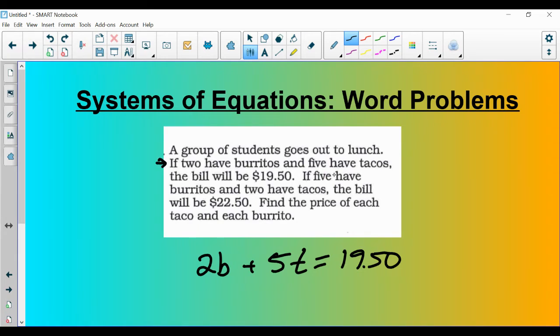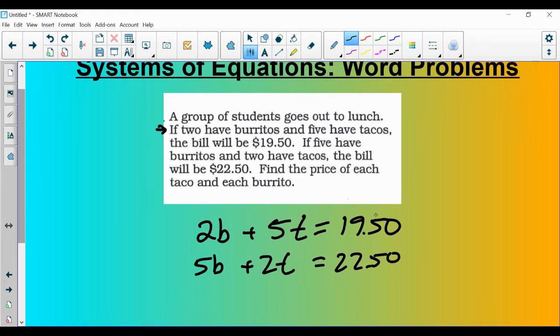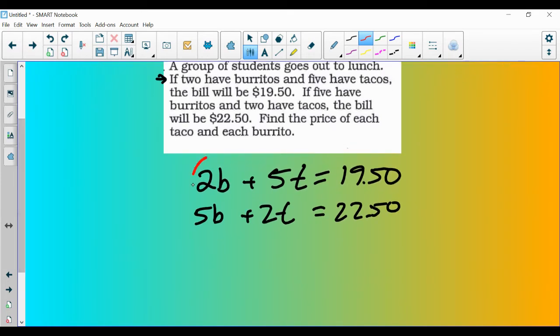Sentence number 2: if 5 of them have burritos and 2 of them have tacos, the bill will be $22.50. Now we have a system of equations, and given that we know how to do section 3.2 in our textbook, we know how to solve this system, hopefully. This looks well set up for the elimination method. Right now, my b's do not have the same coefficient, but I could multiply them so that they do. I could multiply them both to equal 10.